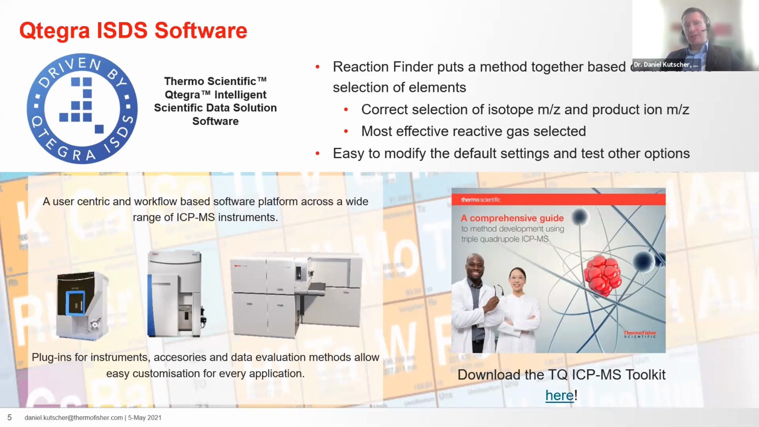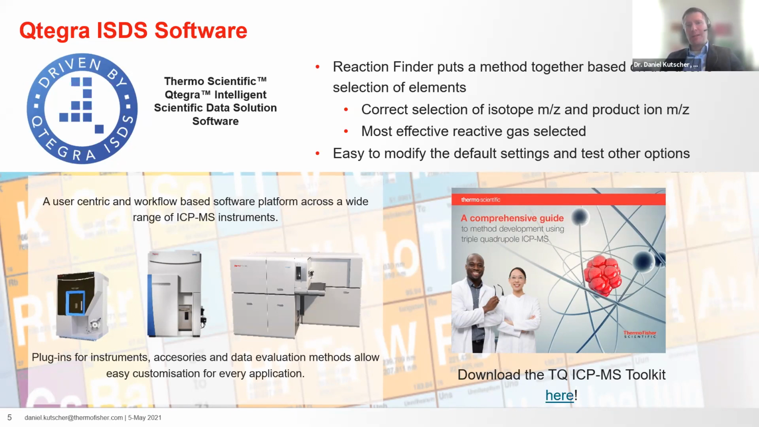The Qtegra software is a software platform that allows you to operate a series of instruments using exactly the same framework with a very user-centric and intuitive architecture. So if you start, for example, with an ICP optical system, you will be immediately familiar with the most important features. If you go to a multi-collector ICP-MS system, although the actual analysis is significantly different.